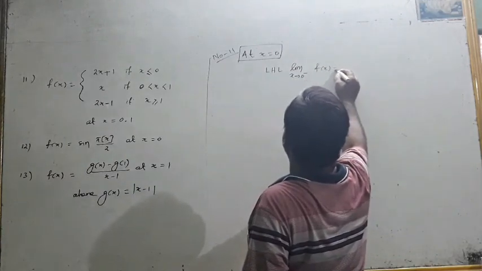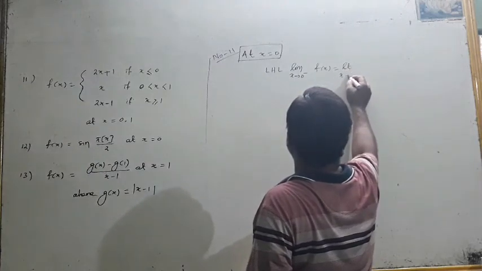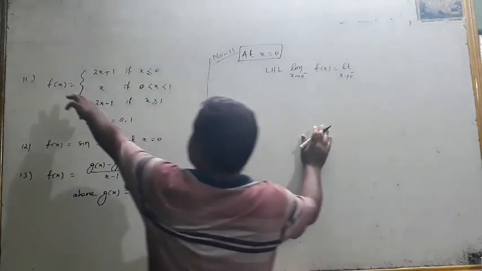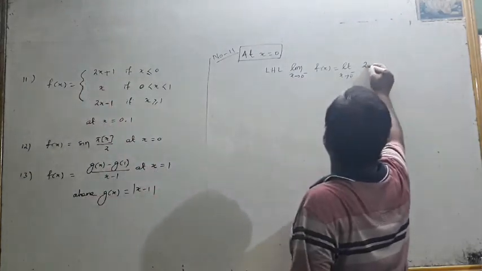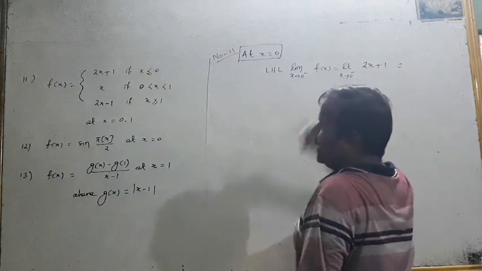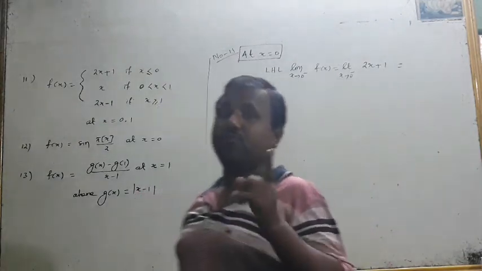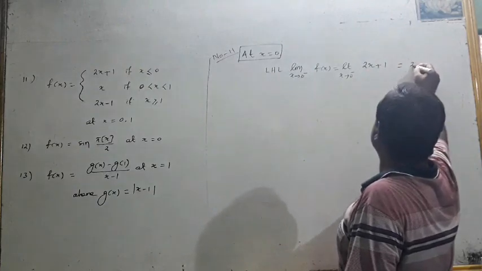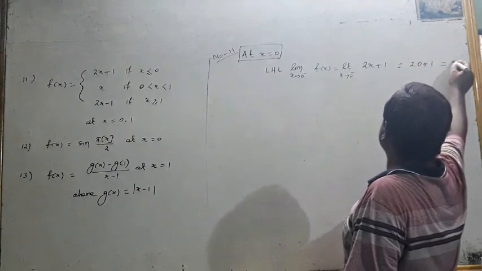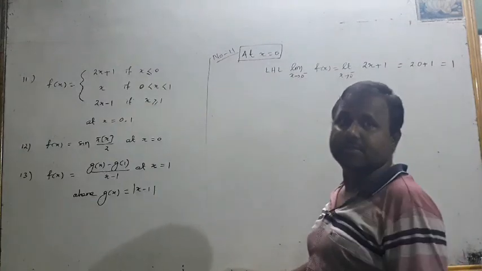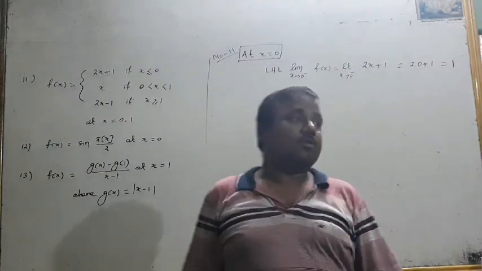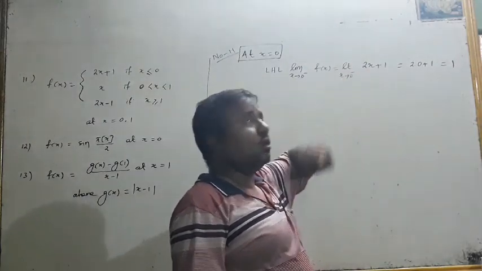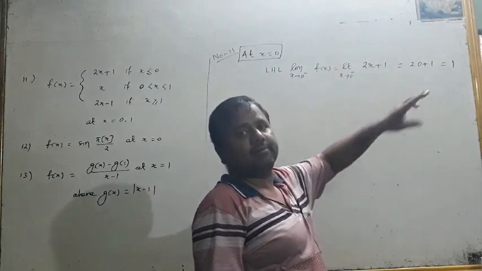x tends to 0 minus means what? x is slightly less than 0. When it is slightly less than 0, we will take f(x) is equal to 2x plus 1. Look here, I can put the value of 0 directly: 2 into 0 plus 1, answer is 1. As there is no modulus function, no bracket function, we can put the value directly.